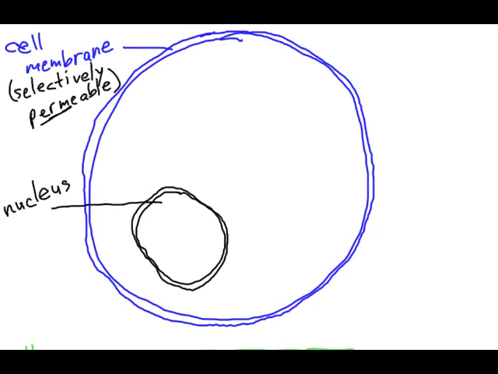Really tiny particles can easily come in and out of the cell, while things that are slightly bigger require channels to make their way in and out of the cell, as you're going to see in a future video on that. And the same thing goes with the nuclear membrane.